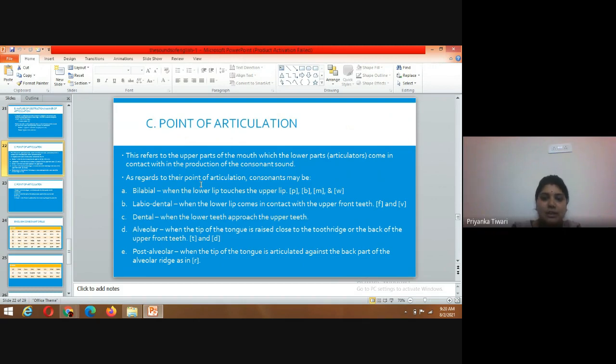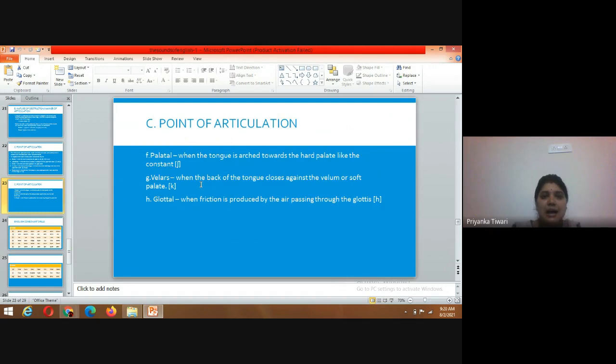Alveolar is when the tip of the tongue is articulated against the back part of the alveolar ridge. Palatal is when the tongue is arched towards the hard palate. Velar is when the back of the tongue closes against the velum or soft palate. Glottal is when friction is produced by the air passing through the glottis.